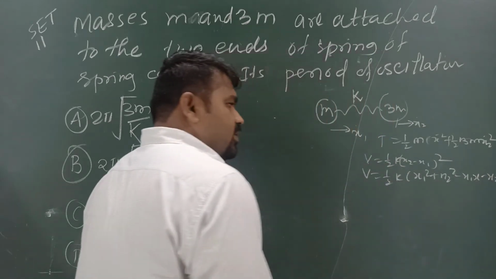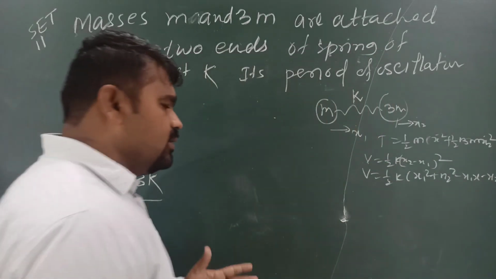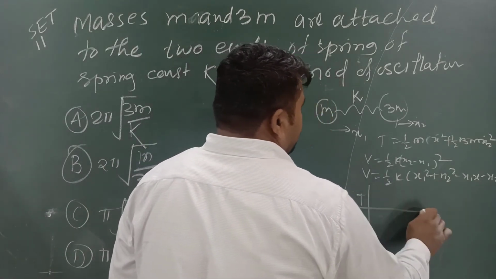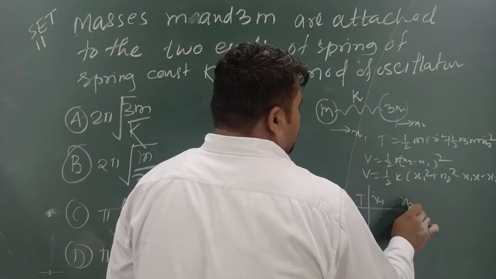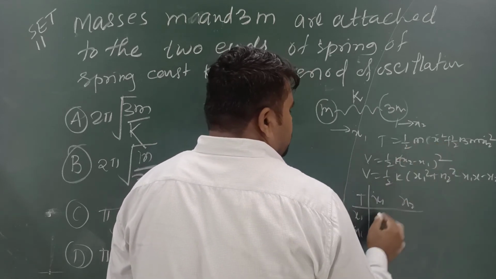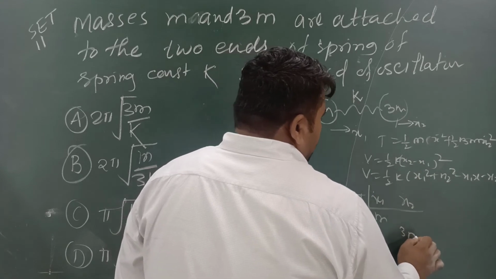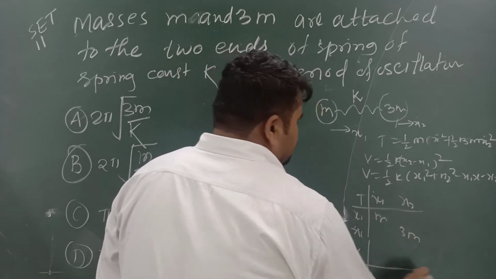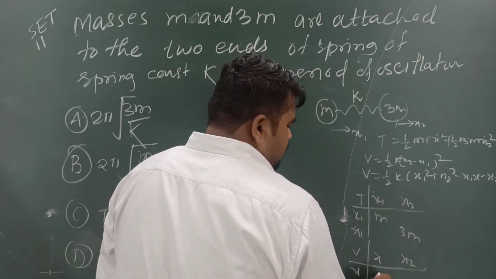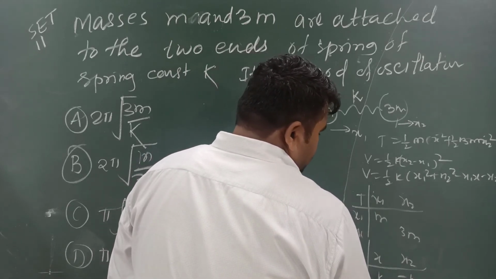Got it? This is the potential energy. How to find out the frequency? First find out the frequency using the kinetic energy matrix: x1 dot, x2 dot, and similarly x1 dot, x2 dot. What is the coefficient? Here m, here 3m. And what is the potential energy matrix? x1, x2, x1, x2. Here it is k, minus k, plus k.